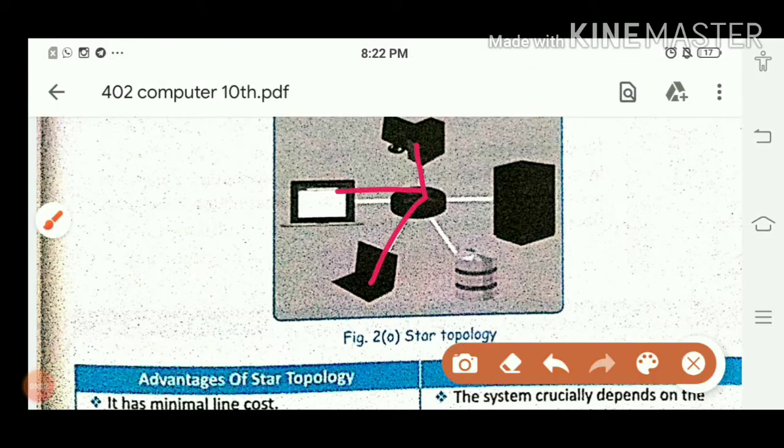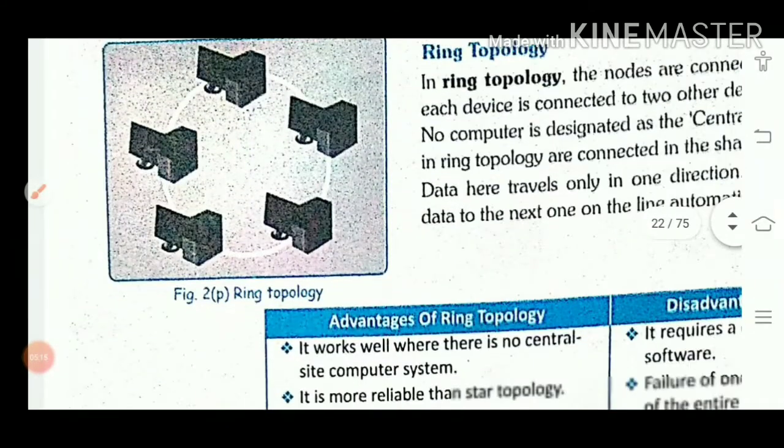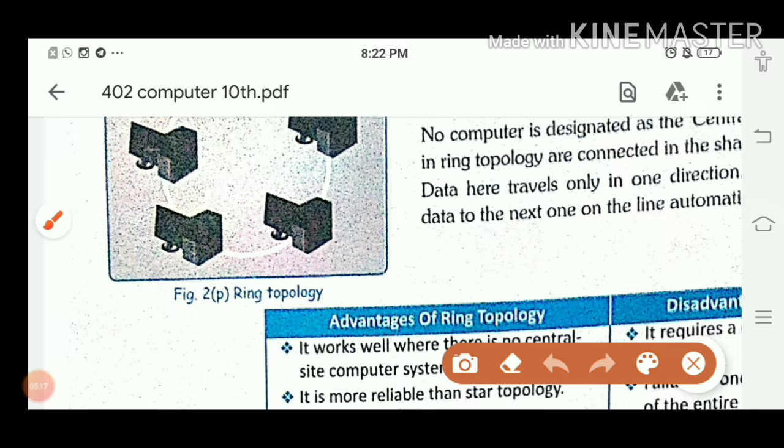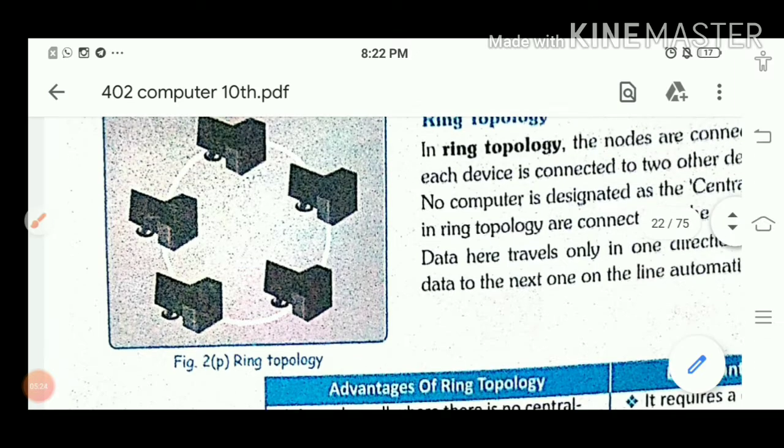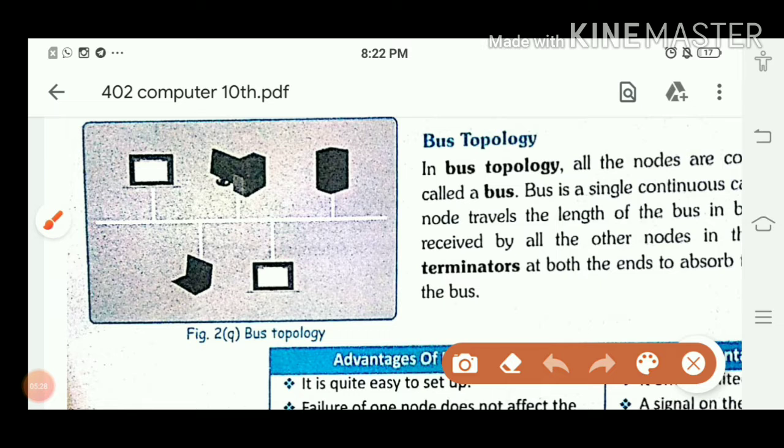If we are checking, this one is star, so we can connect computers in this star format, or we can connect computers in this ring format. You will check what is there. This one is ring. Or we can connect these computers, you can check this one is ring, or we can place the computers in this bus topology. This one is bus. A single straight bus is there, and all the devices are connected to that bus.